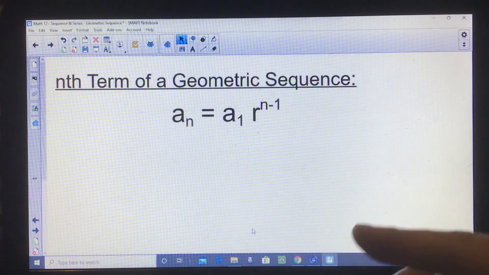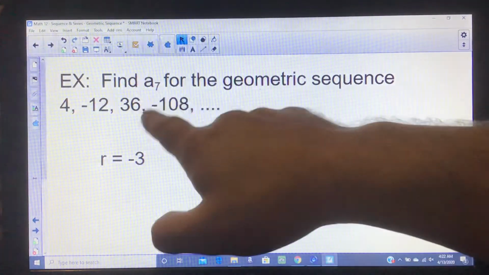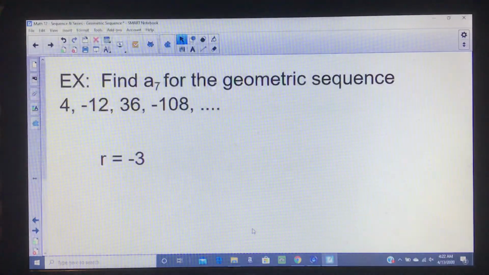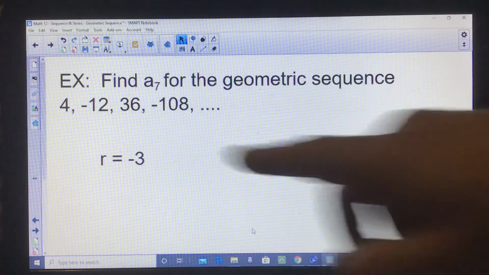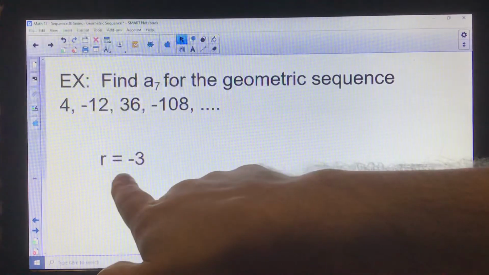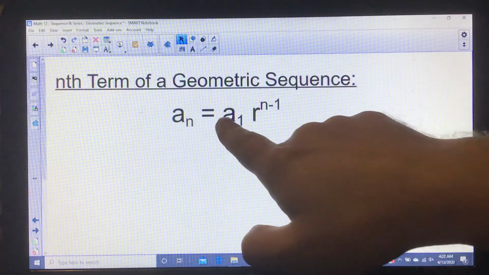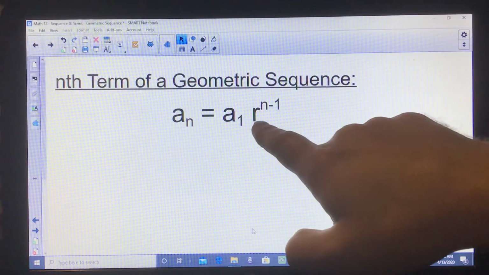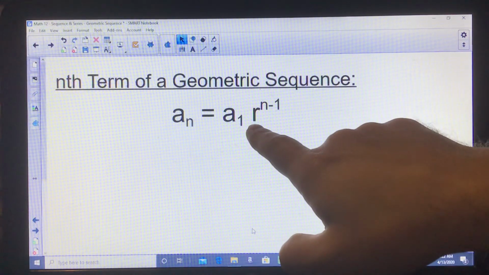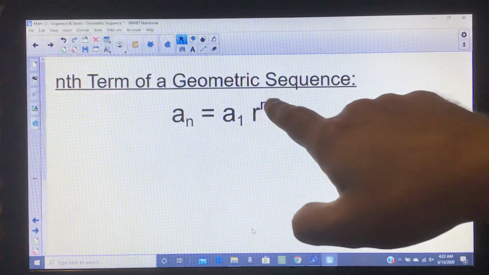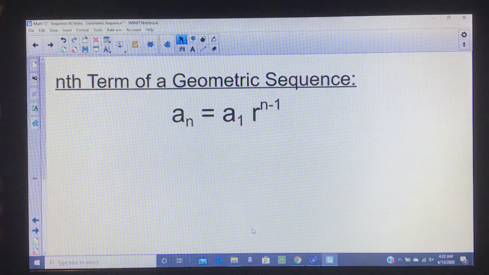So let me show this in the calculator. Say I want the 7th term, and I don't want to have to do it by hand. Basically, I need the first term, which is 4, and the common ratio, which is negative 3. So this is going to be 4. This is going to be negative 3. And then I'm just going to do 7 minus 1 and get 6. So what is that term?